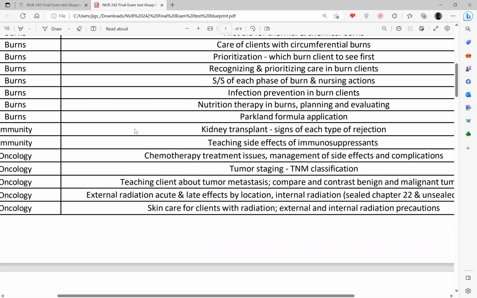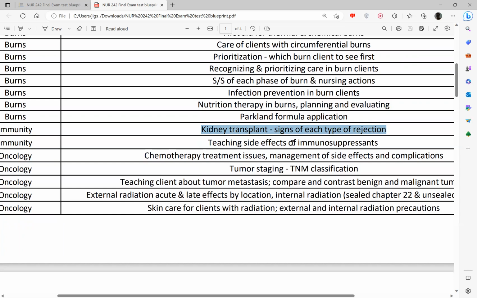Okay, let's go to immunity. So for transplant, there are only 2 items here, but it could be more than 2 questions. What are the 3 types of rejection? Hyperacute, acute, and chronic rejection. What's the difference between the 3?